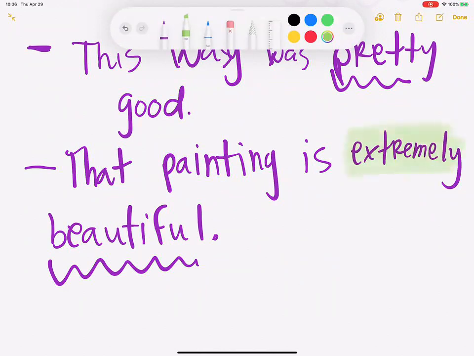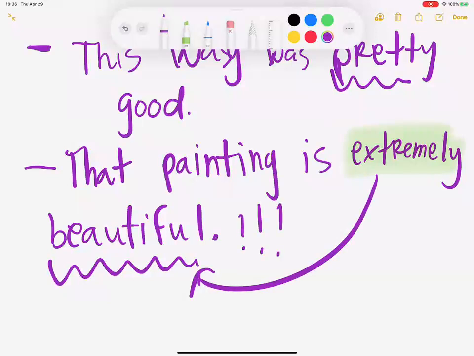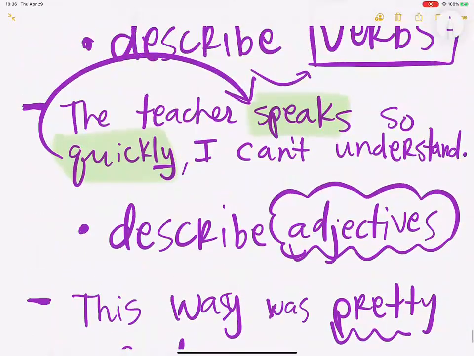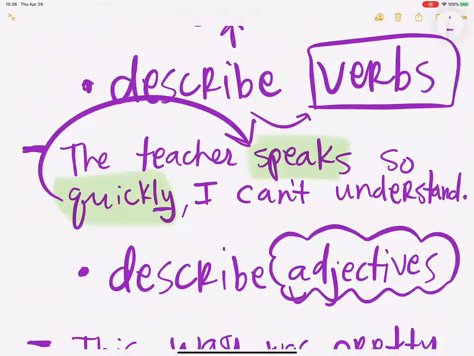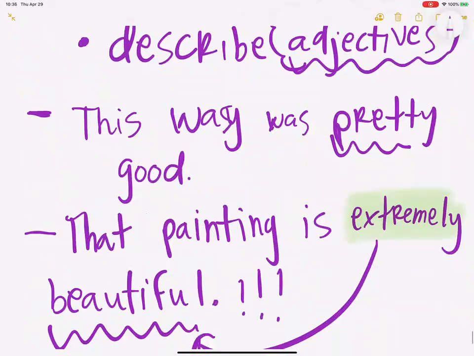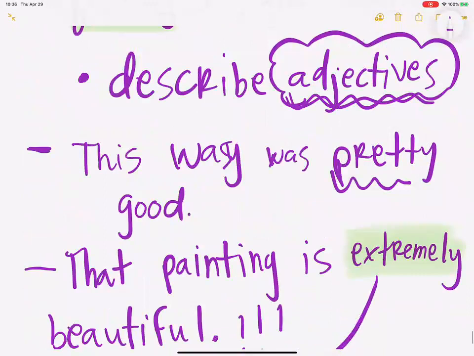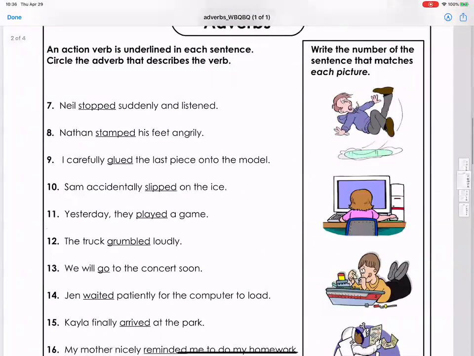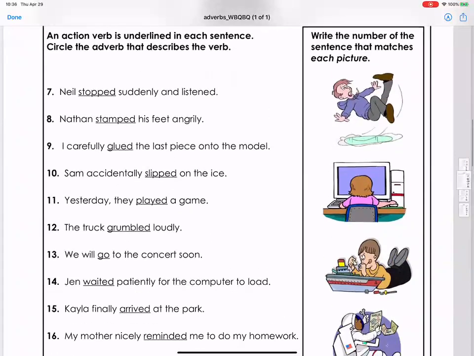Okay. So the reason that we do this is to make it stronger. It's incredibly beautiful, right? There's lots of different options, and we're going to explore some of those options in this part of the unit. So guys, those are the two purposes: describe verbs and describe adjectives.